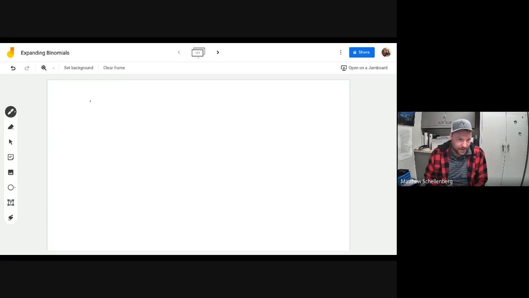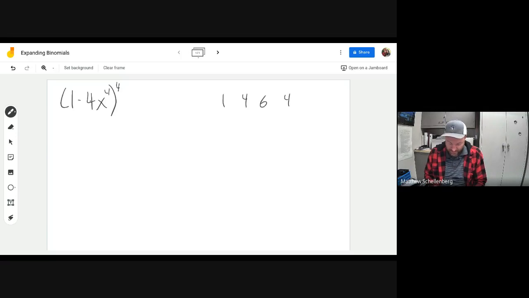So for example, I'm going to do number 19, which says that (1 minus 4x to the fourth power), all to the fourth power, needs to be expanded completely. And since the outer exponent is a 4, that would give us a certain row in Pascal's triangle, which we know is 1, 4, 6, 4, 1.